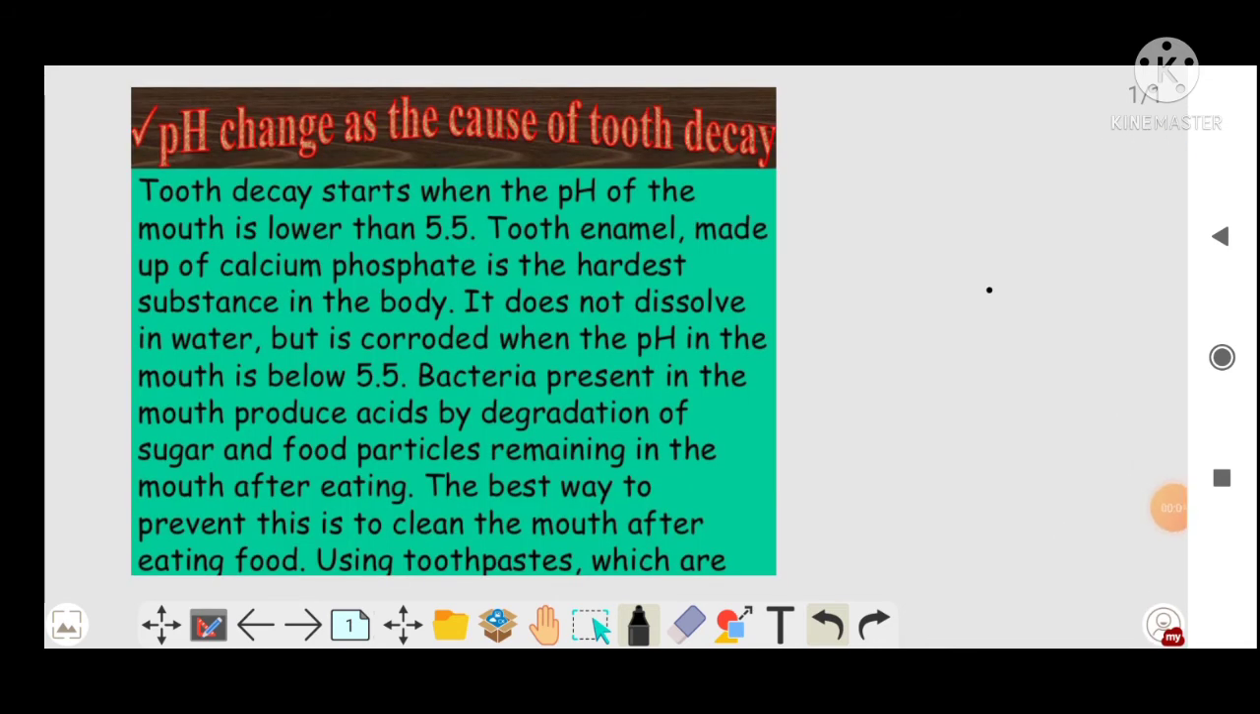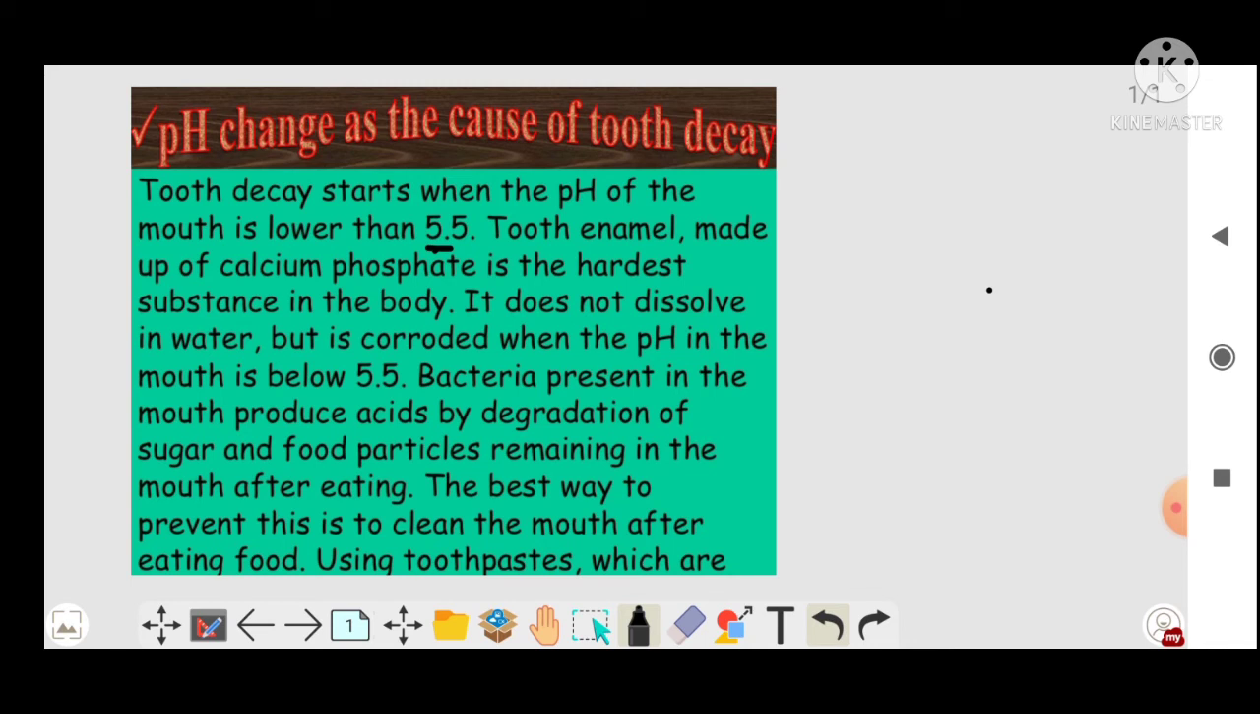Okay, now next in this slide: pH change as the cause of tooth decay. pH change causes tooth decay. Tooth decay starts when the pH of the mouth is lower than 5.5. This is a very important question. When the pH of the mouth is lower than 5.5, tooth decay starts.